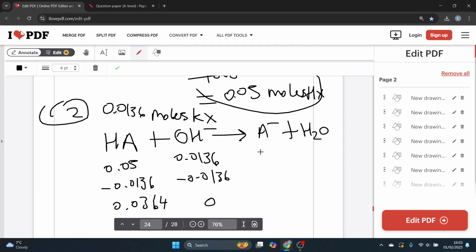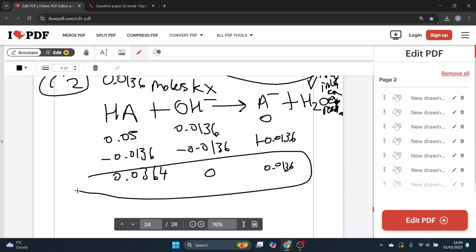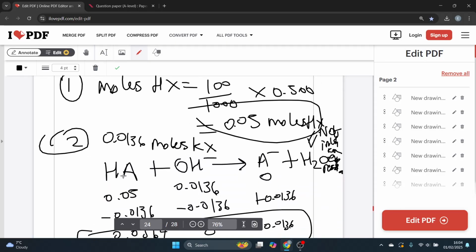That's obviously going to be 0. And then therefore on the right hand side, I'm going to add 0.0136. Now, H2O, I don't really care about it because it's not in the Ka expression. Okay, now I've got that. That is the moles, so I just want to clarify that.